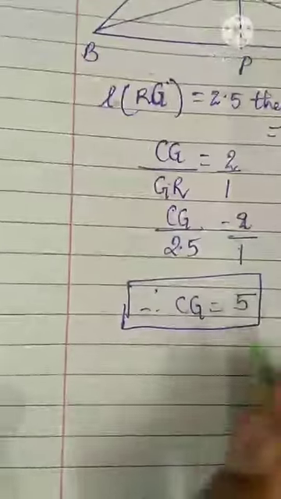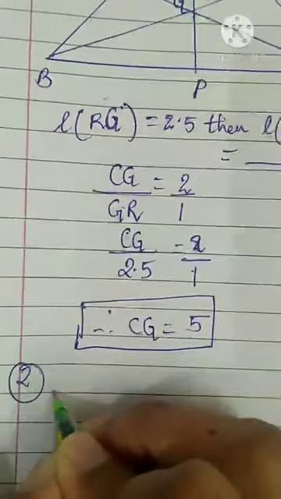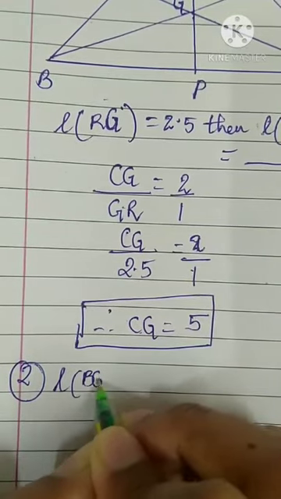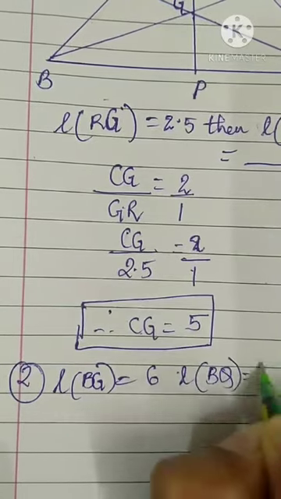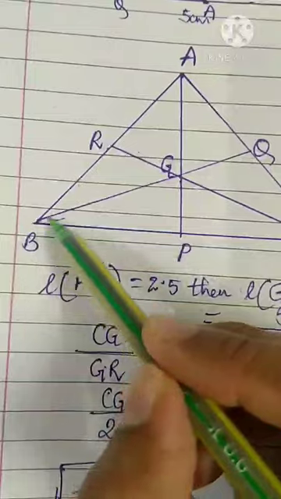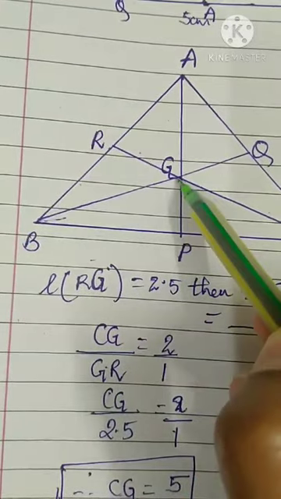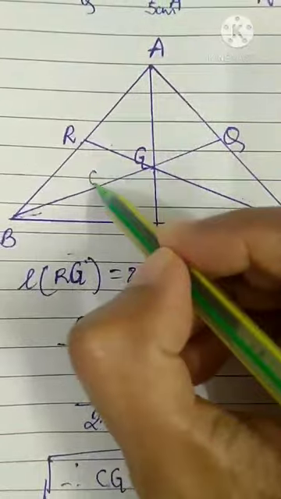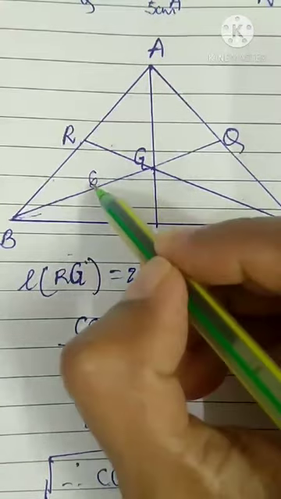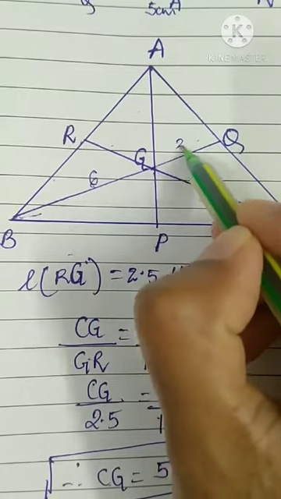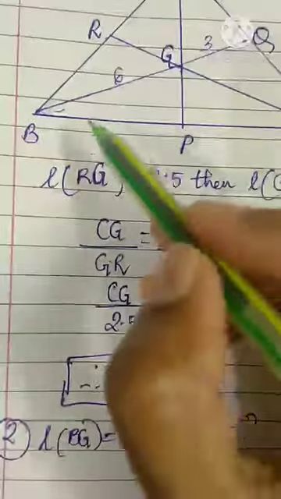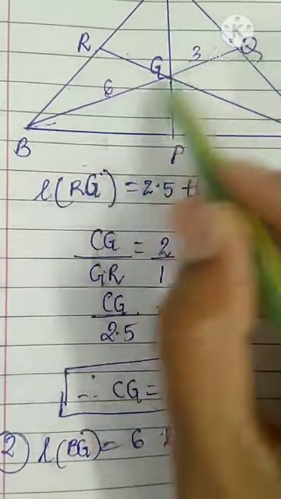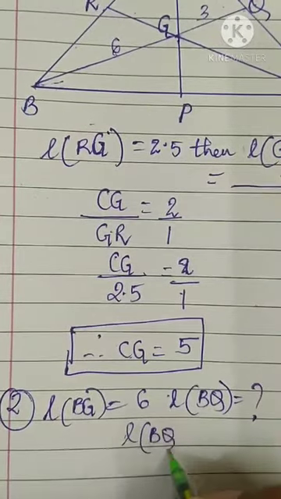Now, the second sum. They are asking, if length of BG is 6, then find the length of BQ. Okay. Where is BG? BG is here, from the vertex. This is the bigger side. BG is given as 6. So how much will be GQ? Half of this, no? Half of 6 is 3. GQ will be 3. Now they are asking how much is BQ? Where is BQ? BQ is this whole thing. How much will be BQ? 6 plus 3 will be 9. So write, length of BQ is equal to 9.